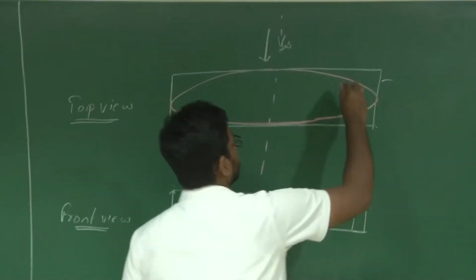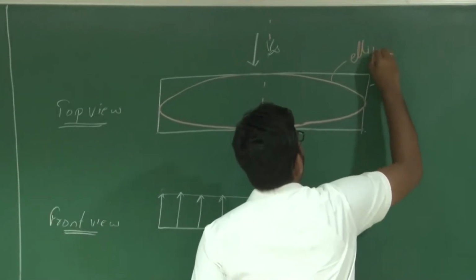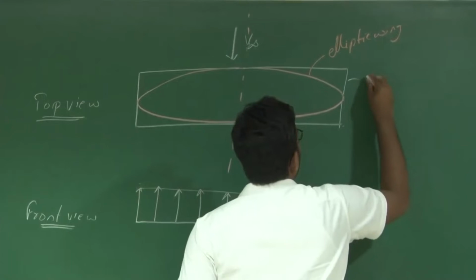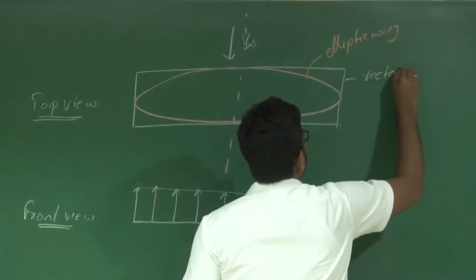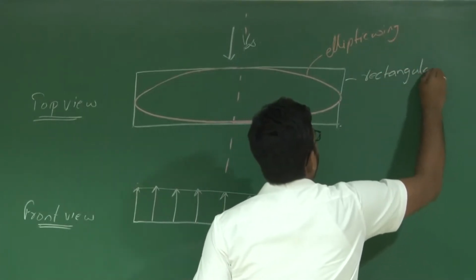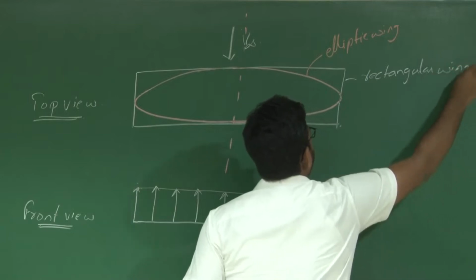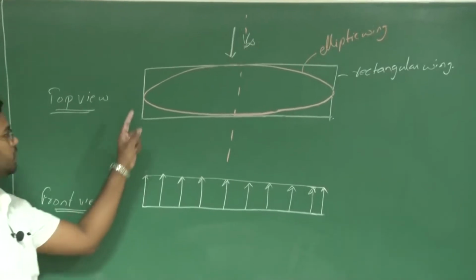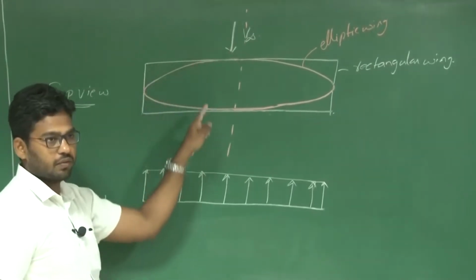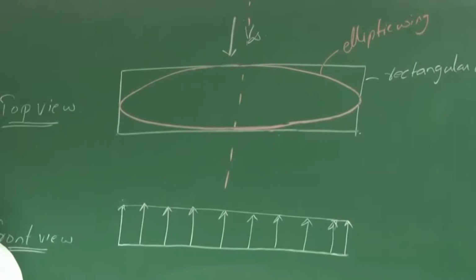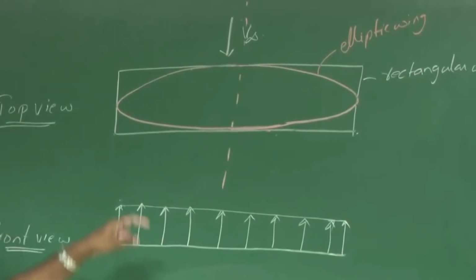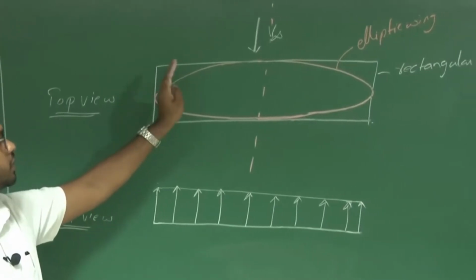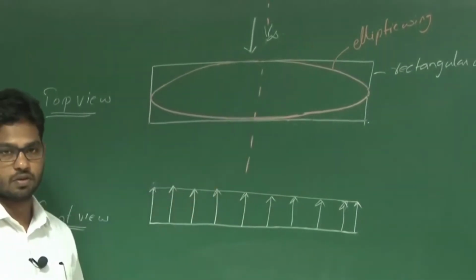So instead of a rectangular wing, now let us consider an elliptic wing. So this is your rectangular. How did you get this lift distribution? At each and every span-wise location, you have an airfoil with the respective pressure distribution. Now, how about the pressure distribution at each and every span-wise location of this elliptic wing?